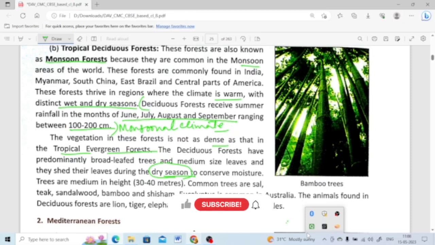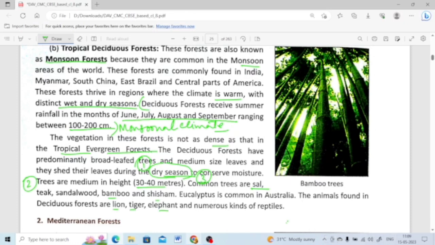Now the next point. First, the feature of monsoonal or deciduous type of forest: they shed leaves. Second, trees are medium in height, 30 to 40 meters, and the common examples are sal, teak, sandalwood, bamboo, shisham, etc. Eucalyptus is common in Australia. The animals found in deciduous forest are lion, tiger, elephant, numerous kinds of reptiles, etc.